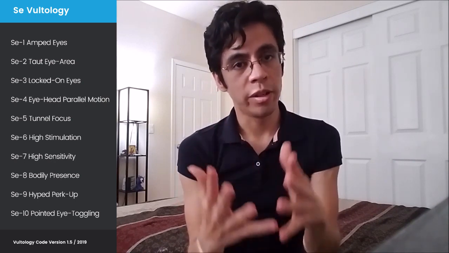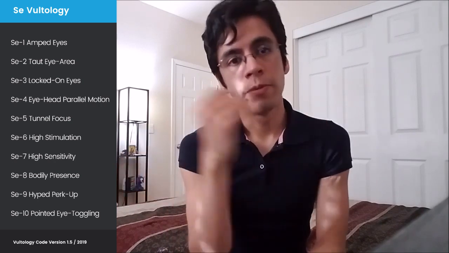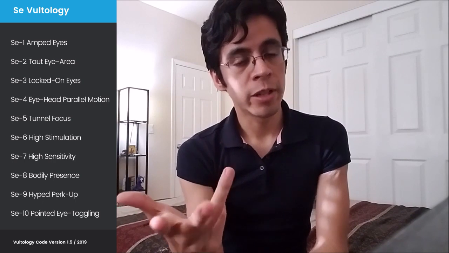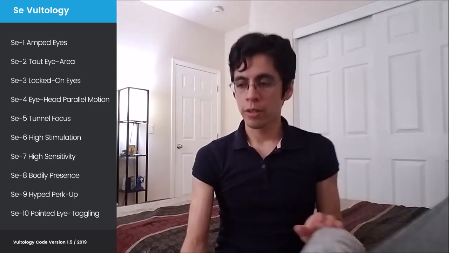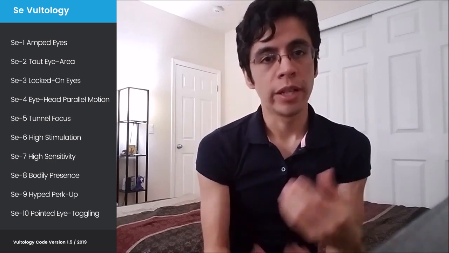The next two signals are psychological signals. The first one being SE6, which is high stimulation. So you'll notice with SE users, as they're talking about their experience of life, there will be traces everywhere of them focusing their cognitive attention on the sensitivity of stimuli and the stimulation of stimuli. So they'll usually talk about the viscerality of what they've experienced, of what they want to experience, or what they hope to experience.